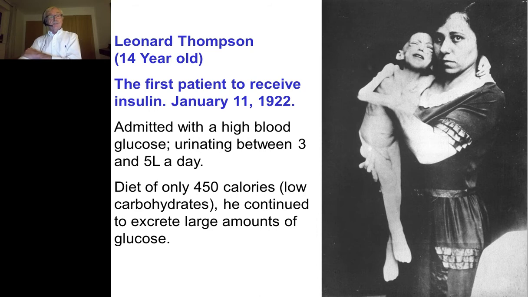So let's look here. This is young Leonard Thompson, who at 14 years of age was the first patient to receive insulin on January 11th, 1922. At this point in time, he had a very, very high blood glucose and was urinating about 5 litres a day. He was only kept alive on a low-calorie diet with low carbohydrates, because before this time, we had no means of treating our patients with type 1 diabetes, and they would die at a very early age.